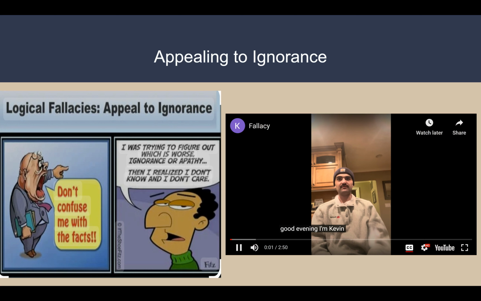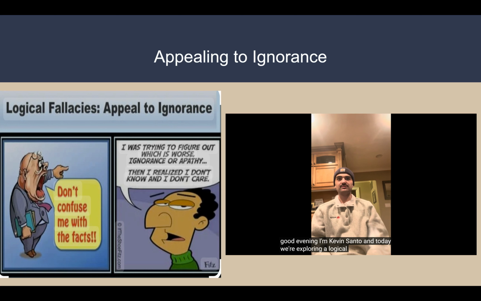Good evening, I'm Kevin Santero, and today we're exploring a logical misstep in arguments known as the appeal to ignorance fallacy. This fallacy, which is often disguised in persuasive speech, sidesteps valid objections and can lead to misleading conclusions. The appeal to ignorance fallacy, also called the ignoratio elenchi, or ignoring counter-evidence, occurs when a speaker distracts from a question's real issue by bringing up unrelated points, thereby avoiding the argument's core.